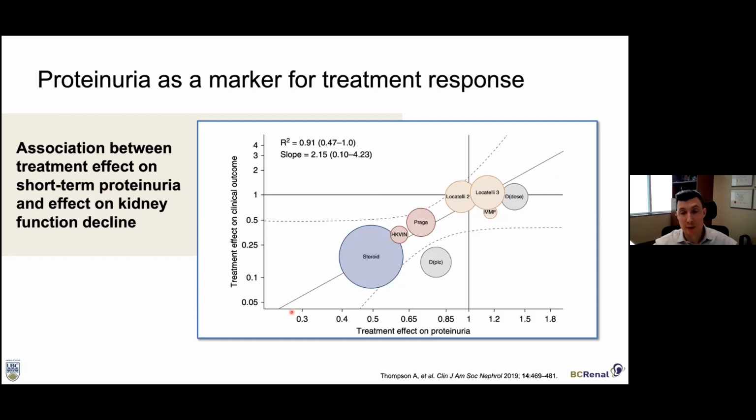And here on the horizontal axis, we have the reduction in proteinuria that occurs with any given treatment. And on the vertical axis, we have the reduction in kidney progression, which here is measured as essentially a 50% decline in kidney function. What they showed is that there's a very strong correlation between a short-term change in proteinuria and the long-term benefit that is seen on kidney function.